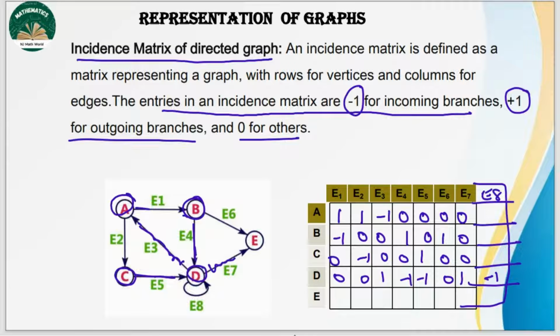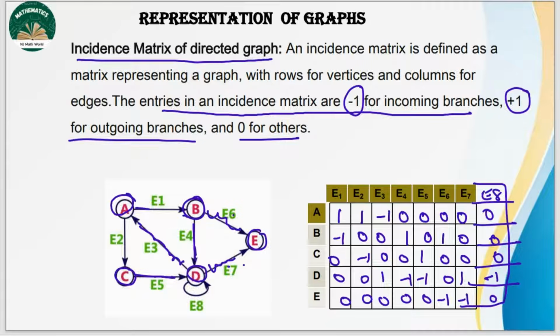Then the next one is for E. For E, two lines are coming in, E6 and E7, that is minus 1. E6 and E7 are minus 1, the remaining all are 0 because they're not connected. So this is how you draw an incidence matrix for the given graph when the direction is given.